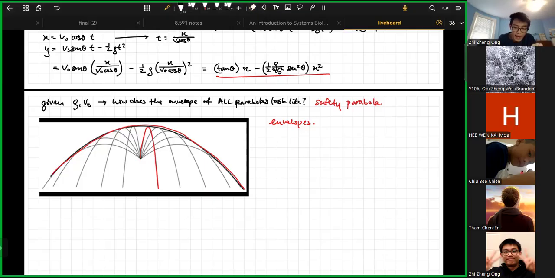Every point on this safety parabola is also a point on some other parabola. For example, this point here is on this parabola. Every point on this safety parabola was also once a point on some other parabola. So that's one thing you can write down.